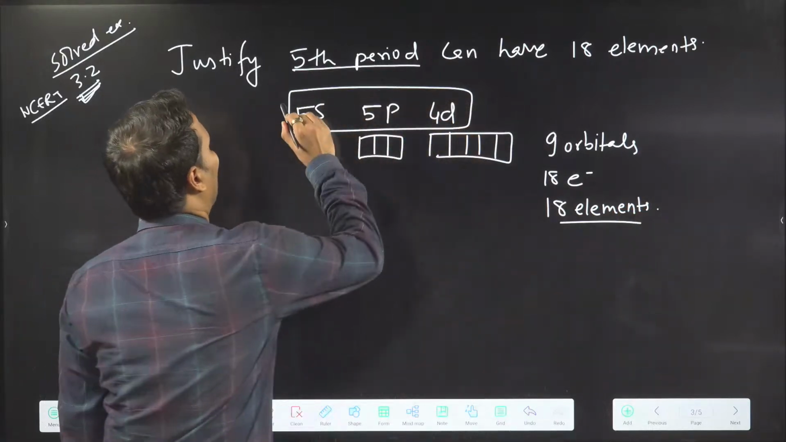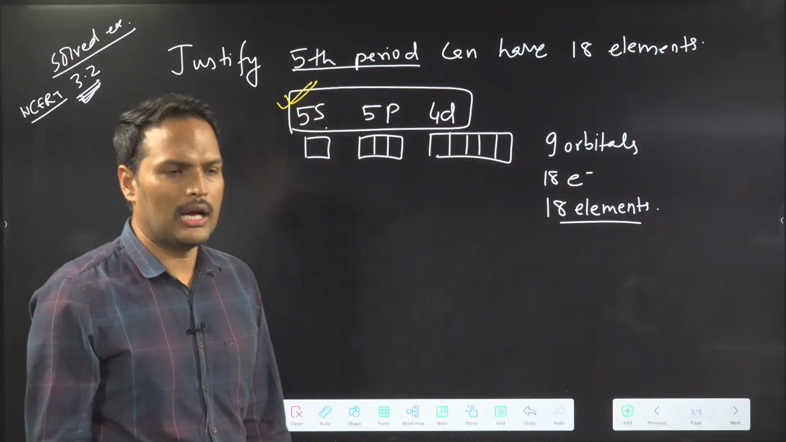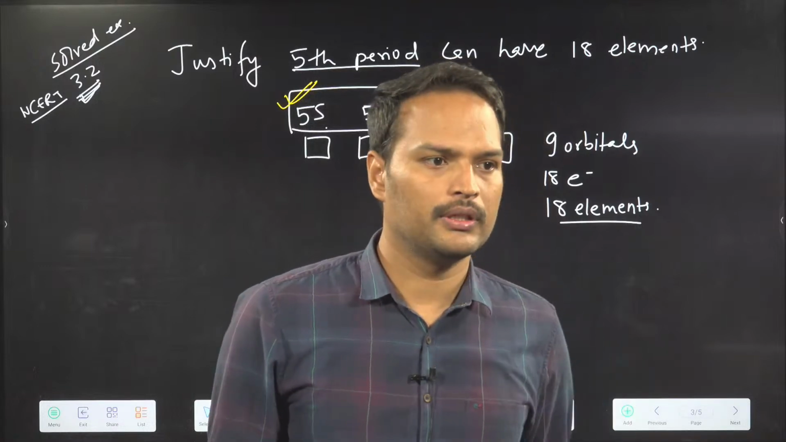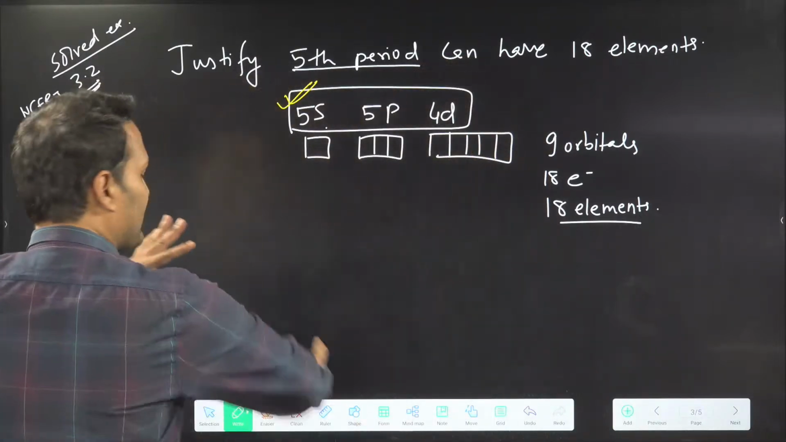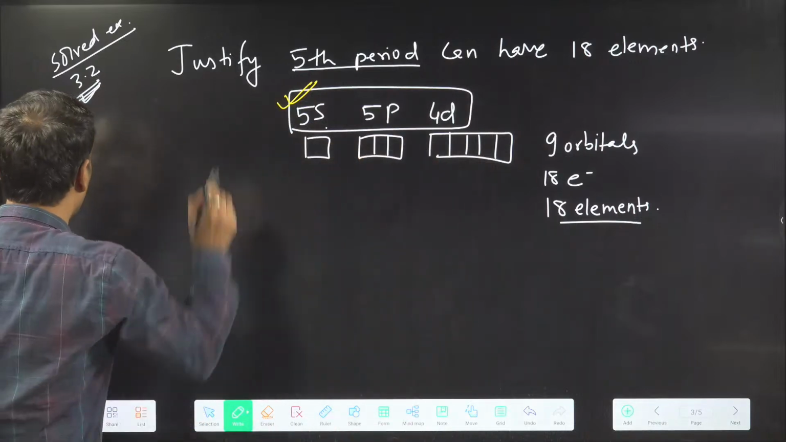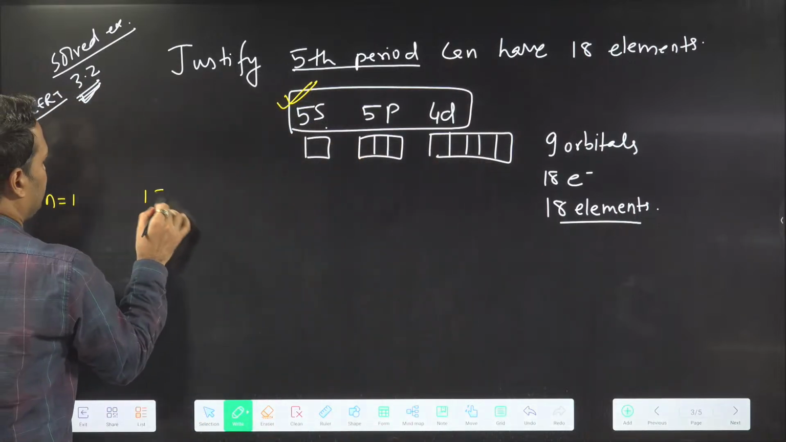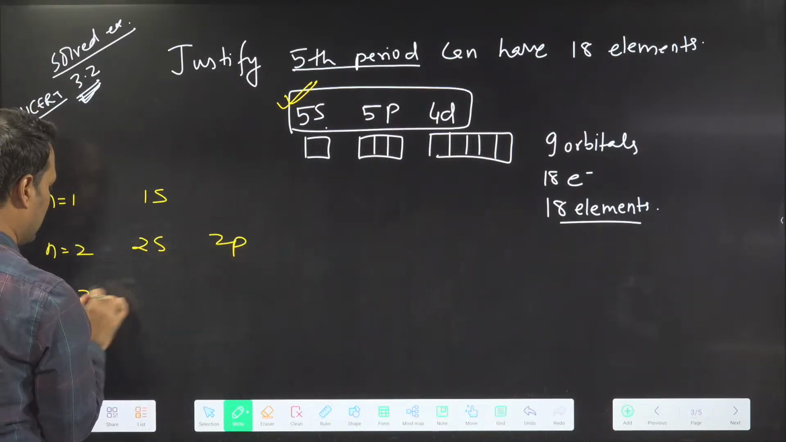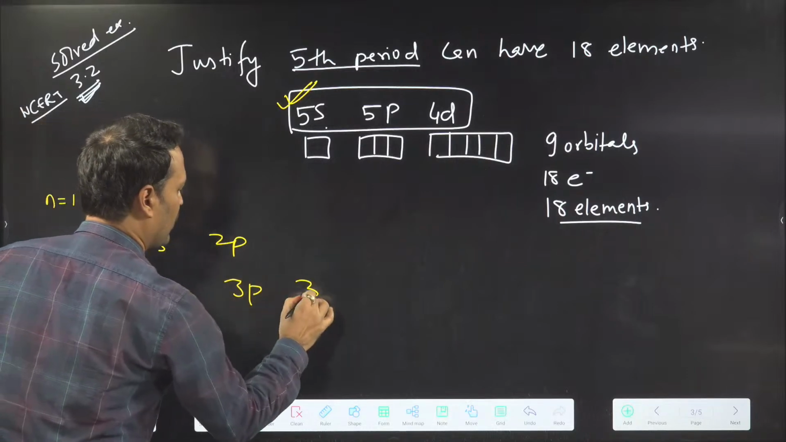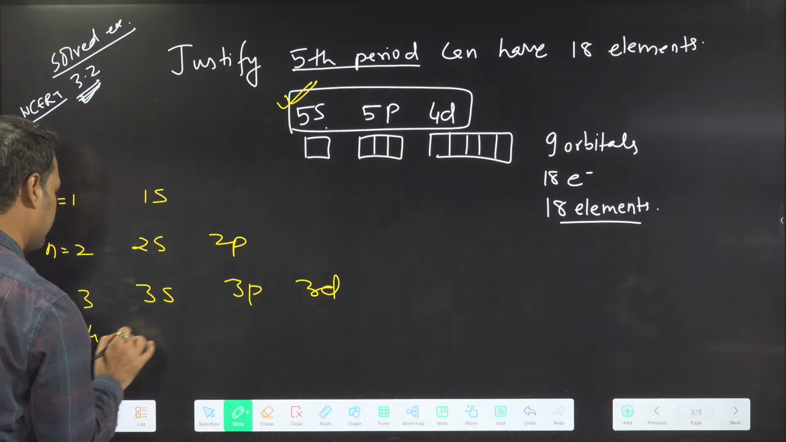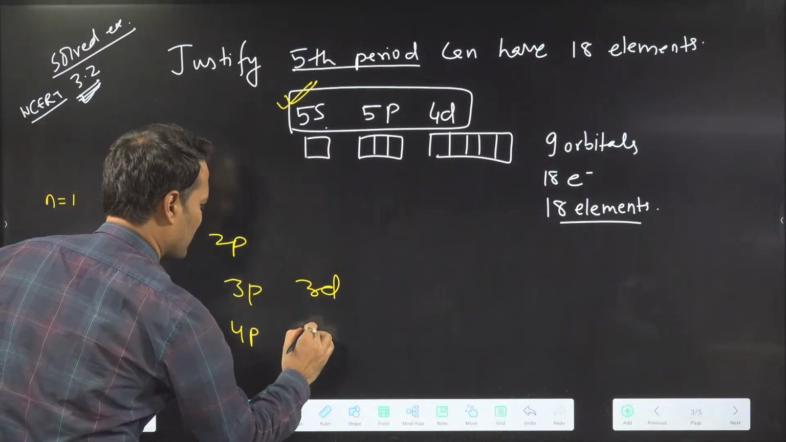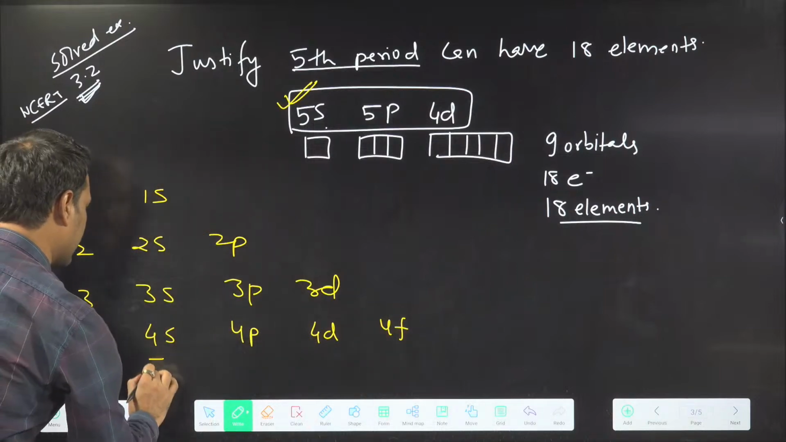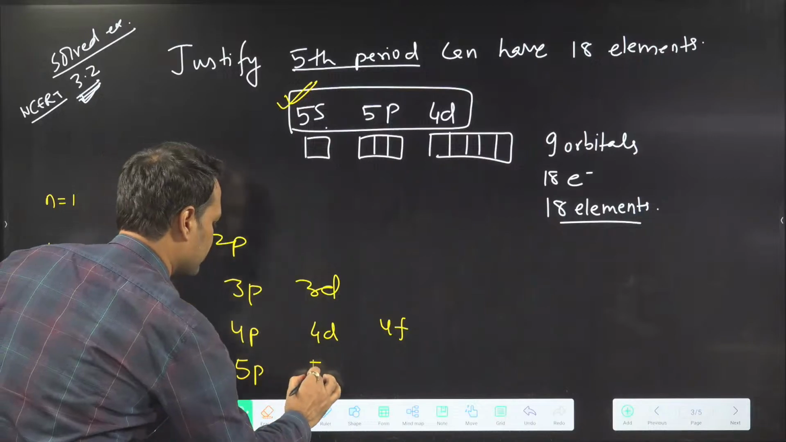Now few people can think, sir, how I will get this? Suppose they ask me, sir, 6th, then how I will get? See, I am telling you the explanation for this question. Do you remember above principle? Do you remember this thing in above principle? Everyone just see it.